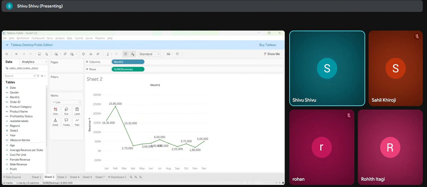The middle months show fluctuations, meaning revenue was not stable. Toward the later months, revenue slightly recovers and shows improvement. So overall, the graph tells us that the company's revenue is not constant. It goes up and down throughout the year with a few peaks and drops. This helps us understand which months performed well and which months need improvement. In February, there is a high of about 23 lakh 80,000. Then coming to the next sheet.